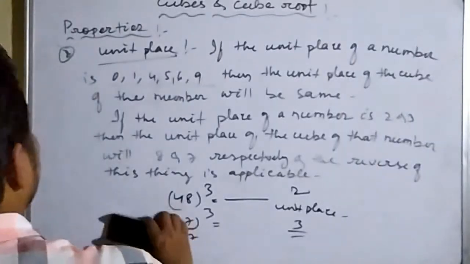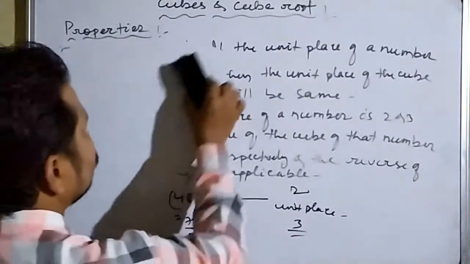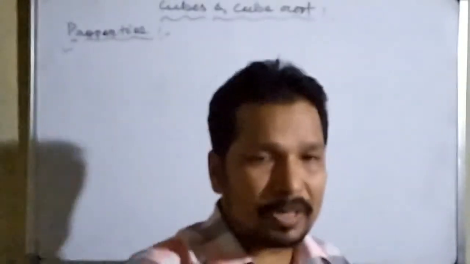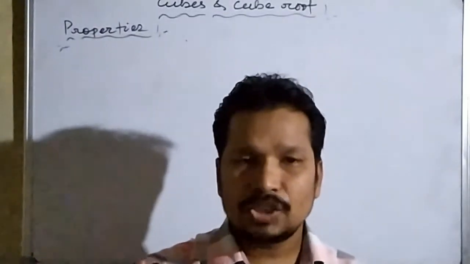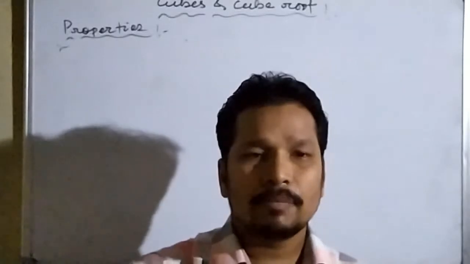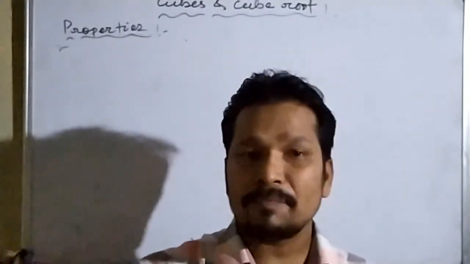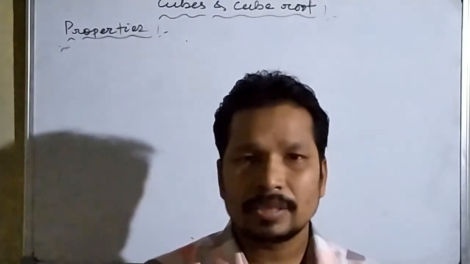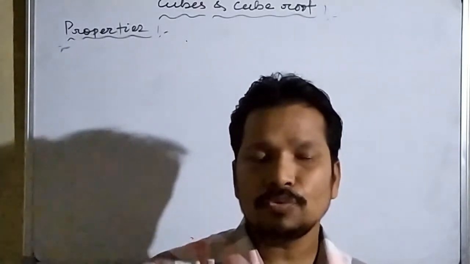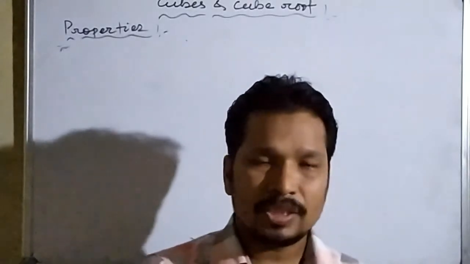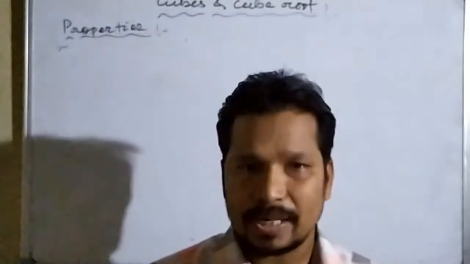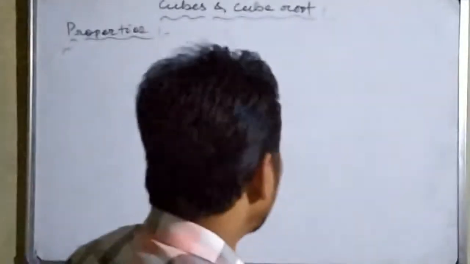So let's discuss the third property of cubes and cube roots. This property tells how to find out the cube root of a perfect cube number. Here it is given that the given number is a perfect cube number, and how can we find out the cube root of the numbers easily by not using any division or factorization? So how can we find out?